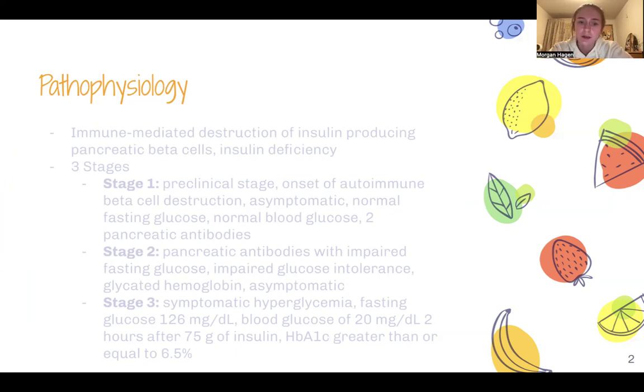Stage 3 is when you start to become symptomatic. And during this stage, there's a symptomatic hyperglycemia, and your fasting glucose will reach 126 milligrams per deciliter, and your blood glucose will reach 20 milligrams per deciliter 2 hours after receiving 75 grams of insulin, and your A1C will be greater than or equal to 6.5%.